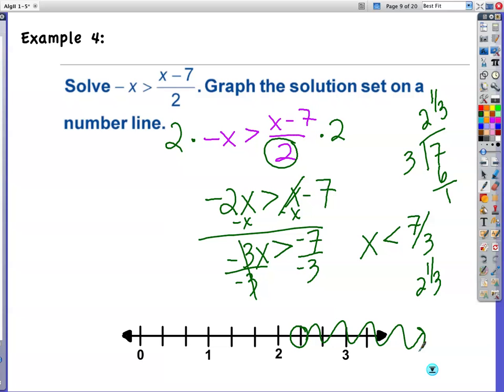Oh, wait, stop. Stop, Mrs. Talley, before we screw this completely up. Guys, I'm just not paying close enough attention, am I? X is less than, what happened? Did I switch? Oh, I switched my inequality. Goodness. X is less than 7/3, so I gotta go over here. Sorry for any confusion.